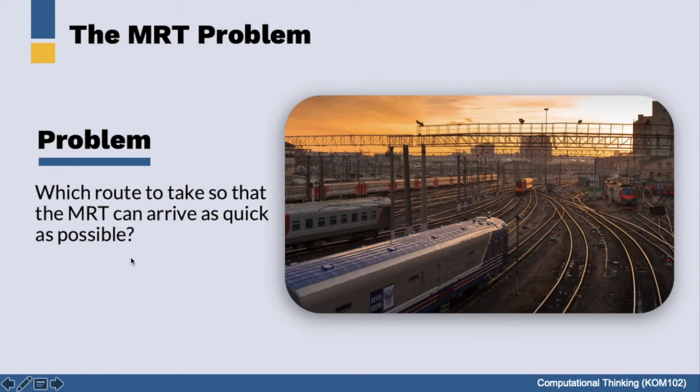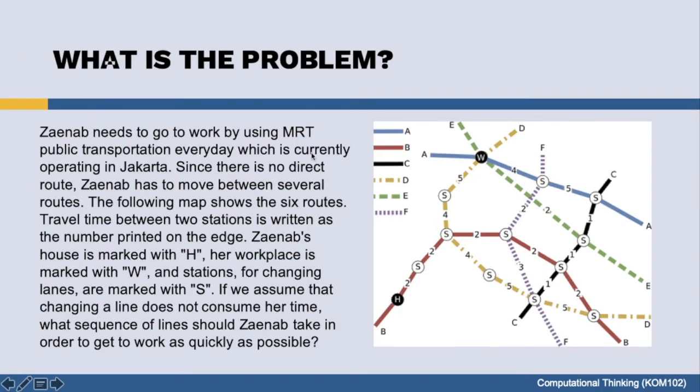So the problem in the MRT is which route to take so that the MRT can arrive as quickly as possible. Now consider this problem. Zainab needs to go to work by using MRT, public transportation every day, which is currently operating in Jakarta. Since there is no direct route, Zainab has to move between several routes. Well, the following map shows the 6 routes. You can see there are 6 colors here, each indicating a route. Travel time between two stations is written as the number printed on the edge.